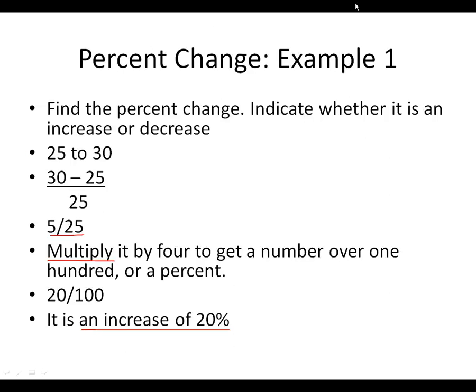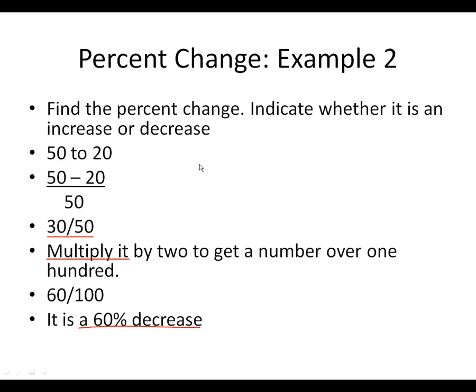Percent change, example 1. Find the percent change. Indicate whether it is an increase or decrease. 25 to 30. Now, first we find the amount of change, which is we subtract 25 from 30, over the original amount, which is 25. So our fraction comes out to 5/25. Now we want to get it over 100, so we multiply it by 4 to get a number over 100, or a percent. So we have 20/100ths. Now, since it's an increase, it is an increase of 20%.